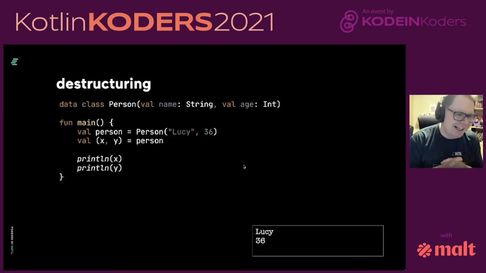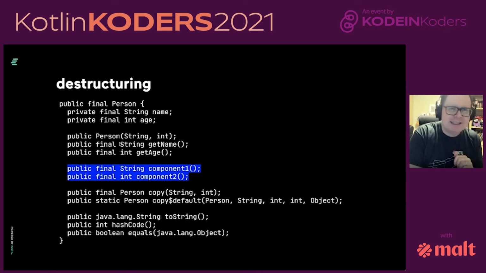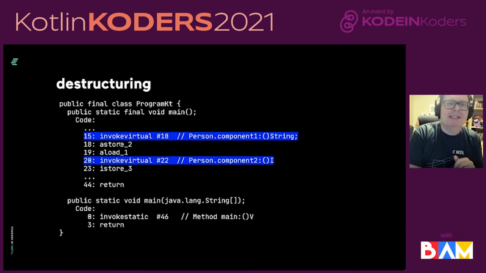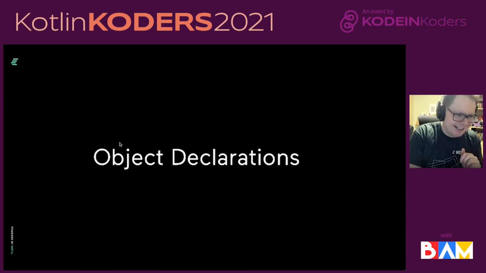So if we had 5 properties on our data class, we would have methods called component 1, component 2, component 3, component 4, and component 5. And these would just be the methods that would get invoked on our behalf every time we destructure. Okay, so again, it's very simple, but simple is good. Simple is fast. Simple is what we want.